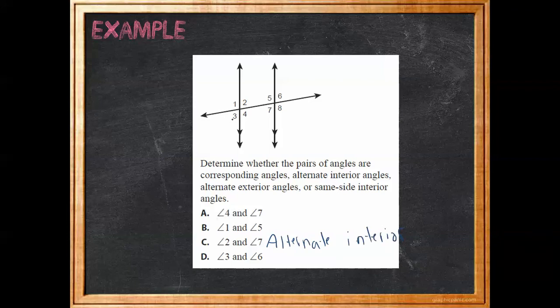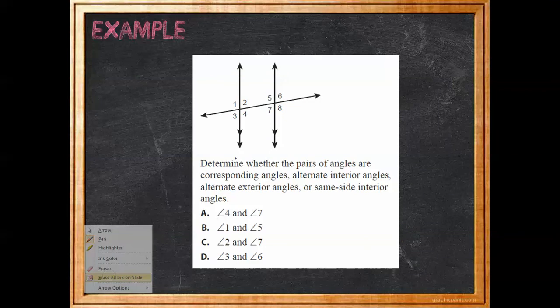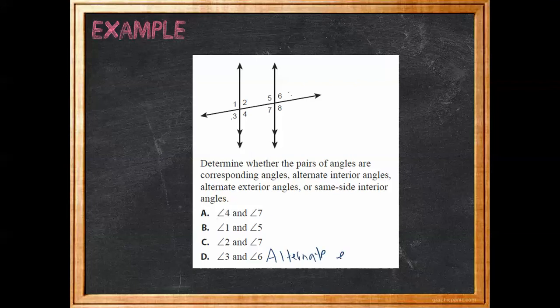And then if we look at angle 3 and angle 6, right, these are both on the outside of the parallel lines, and they're on opposite sides of the transversal. So these would be alternate exterior angles.